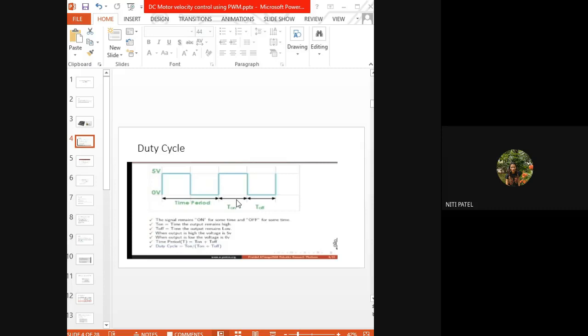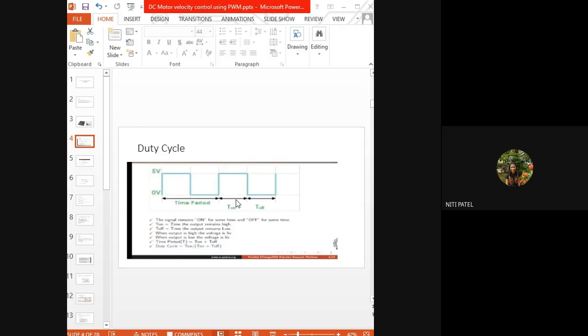We calculate the time period as the amount of time it was T on plus the amount of time it was T off. So T on plus T off, the value of the entire cycle, is considered to be the time period. But how do we calculate the duty cycle? That means how many on and how many off did it take in the entire cycle is called the duty cycle. कितनी बार वो on हुआ, कितनी बार वो off हुआ, उसका percentage क्या है? That is what is called the duty cycle.